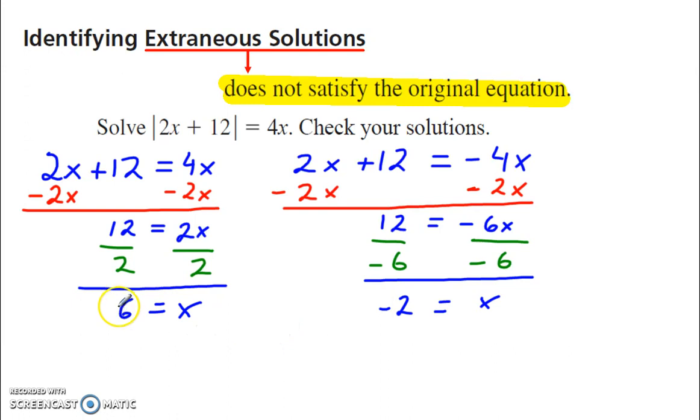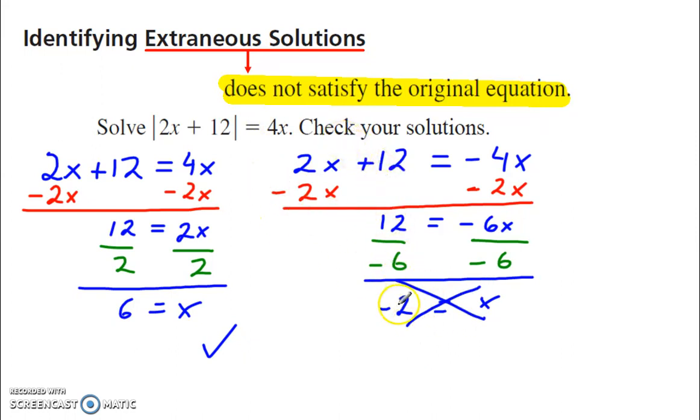All right, well, let's test these. If I plug in 6 up here, 6 times 2 is 12, plus 12 is 24. Absolute value of 24 is 24. 6 times 4 is 24. 24 equals 24. Good. Works. Plug this in. Negative 2 times 2 is negative 4, plus 12 gives me 8. Negative 2 times 4 is negative 8. An absolute value can't ever be negative anyways. So this one does not work.